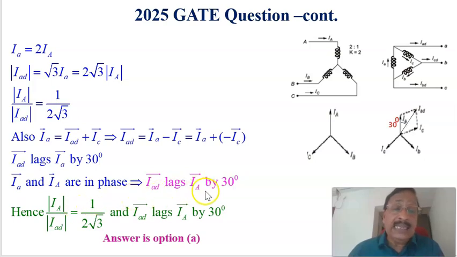Meaning that IAD is lagging this line current on the star connected input by 30 degrees. Therefore, that is the phase relation between IAD as well as IA. Therefore, the answer is that the ratio of the magnitude of IA divided by IAD is equal to 1 by 2 root 3. We have seen that one. As well as the phase angle of IAD is lagging the phase angle of the vector IA by an angle of 30 degrees. Therefore, the answer is option A.